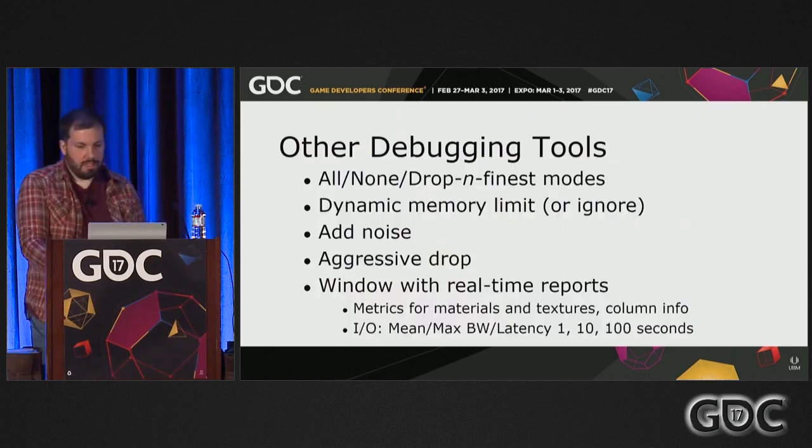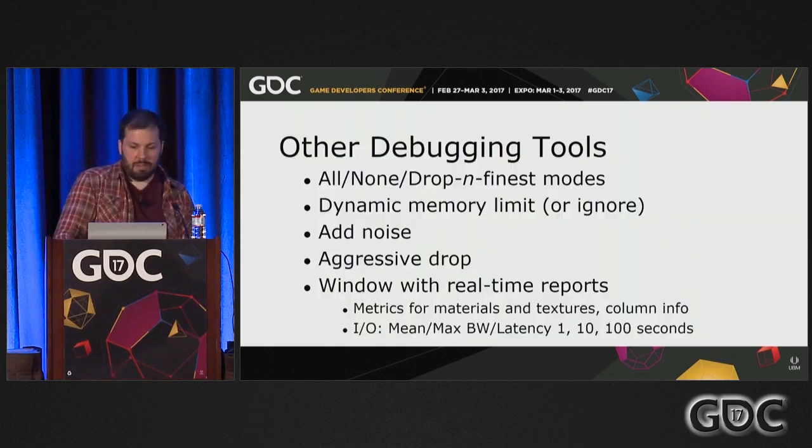Then there's just a bunch of different debugging modes we can set. We can tell it to load all the texture data. We can tell it to load none of it. We can change the memory limit, and that's exposed to PC players. We can add noise on loaded data, which doesn't actually turn out to be that useful because almost everything is going to be noisy then. The at-a-glance shader is a lot more useful than that.